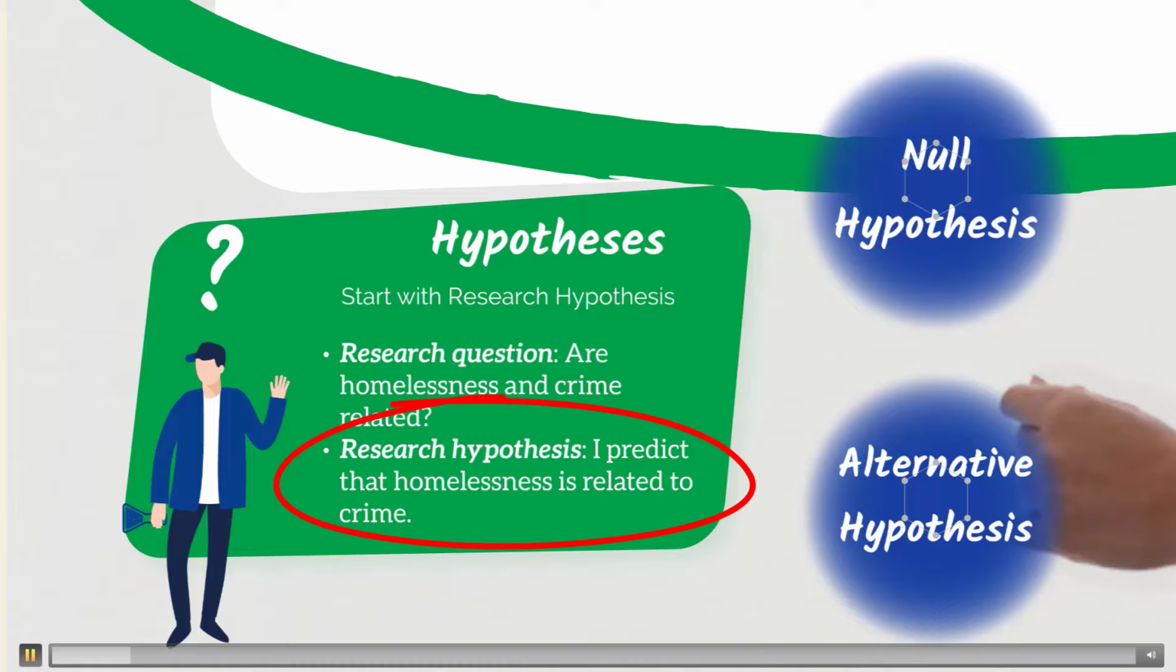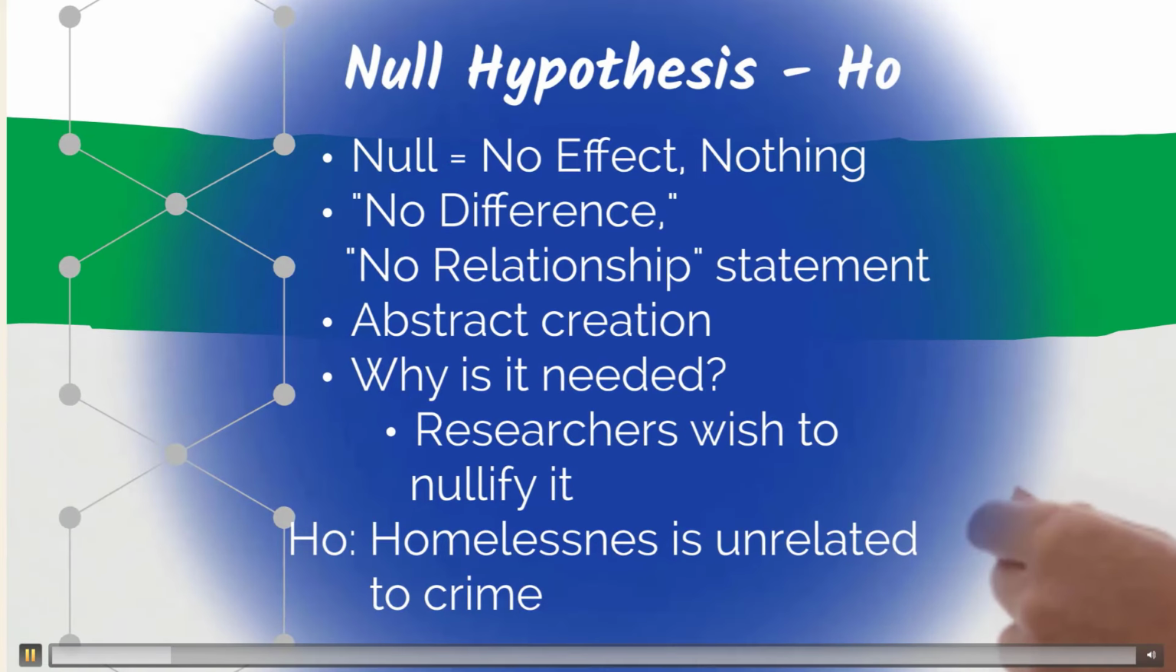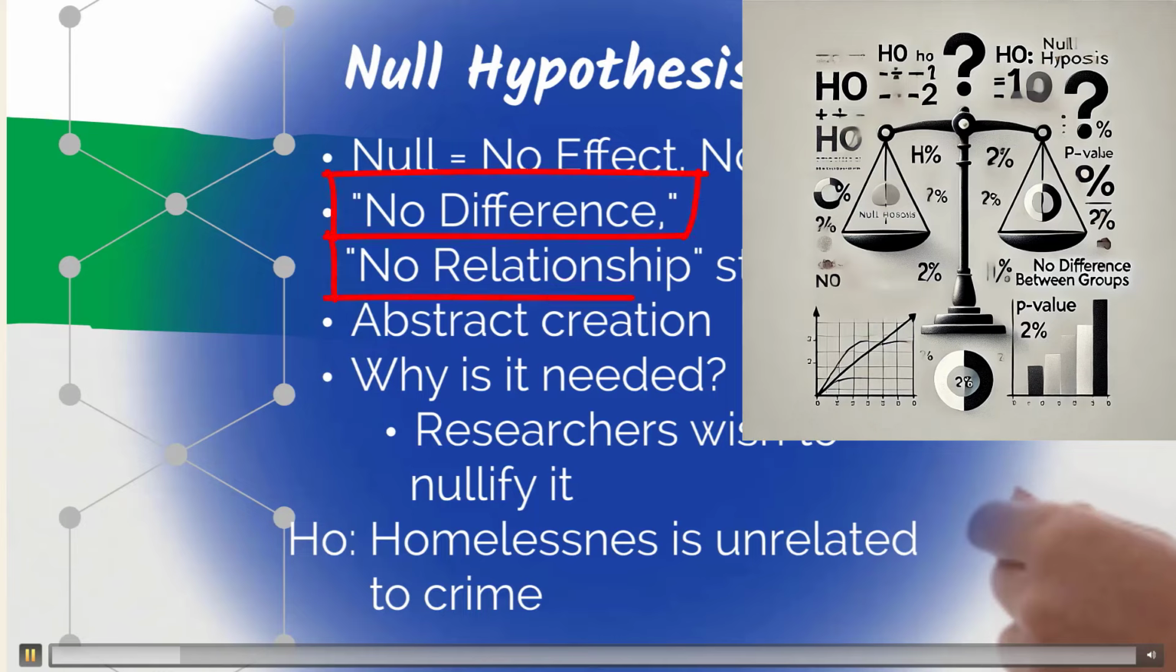An example would be the relationship between homelessness and crime. In the form of a research question, this would be stated as, are homelessness and crime related? In the form of a research hypothesis, you would state it as, I predict that homelessness and crime are related. The null hypothesis is a hypothesis of no difference or no relationship and is the one actually tested statistically. For example, homelessness is not related to crime.